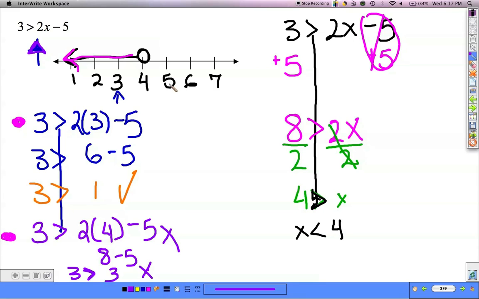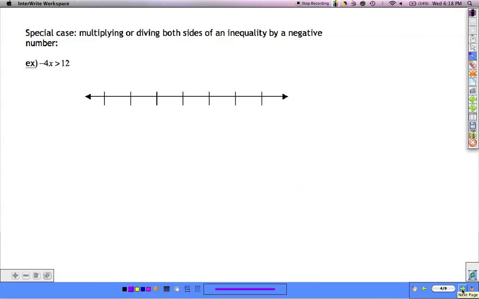And something similar would happen if we checked numbers like 5, 6, and 7. Let's take a look at another example.